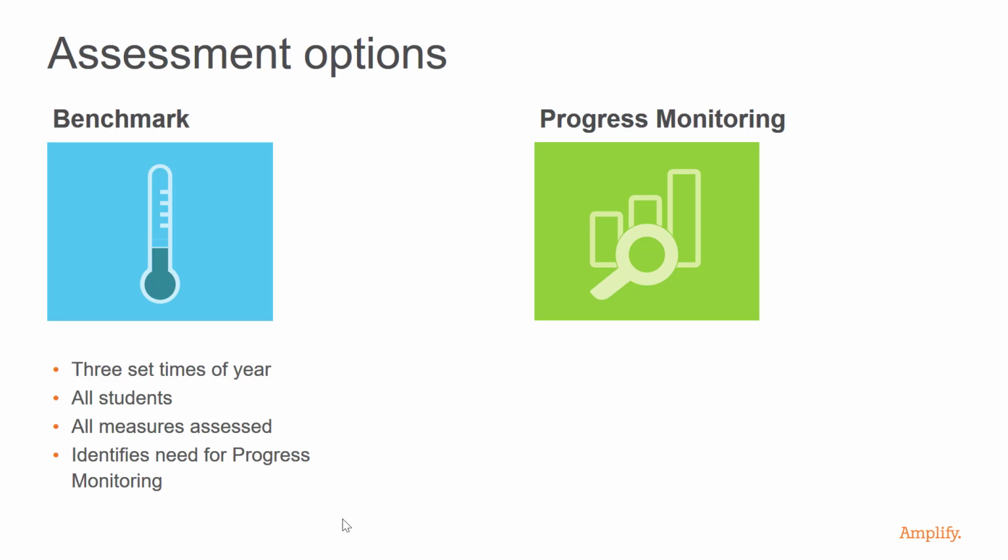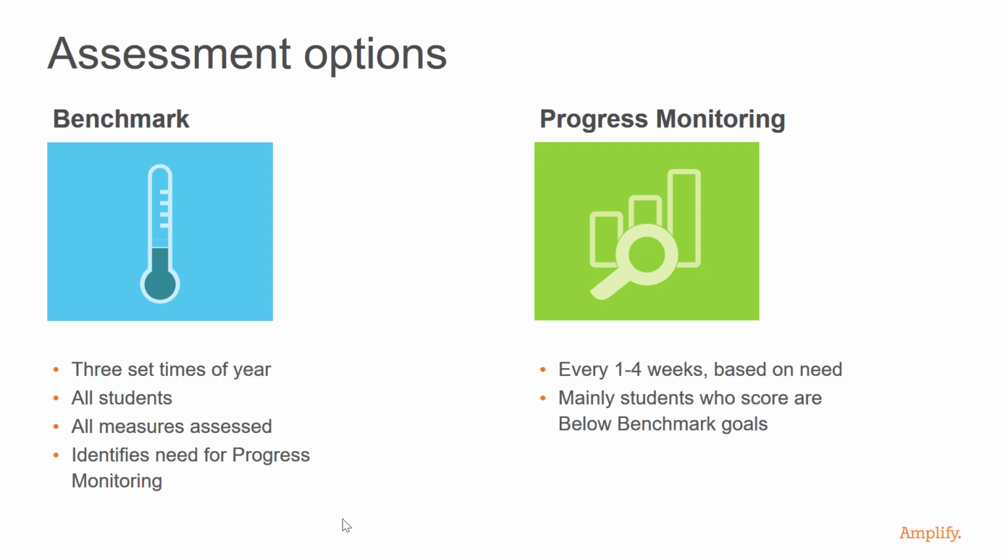Progress monitoring is the other type of assessment Miss Jacobs will use. This occurs every 1 to 4 weeks, and it's based on student need. Basically, it occurs in between benchmarks. Any student can be progress monitored, but mainly it's those students who are below benchmark. What's great about progress monitoring is the teacher can select the measure she wishes to assess her student on, although some teachers may choose to assess students on all measures. Progress monitoring also allows the teacher to know if his or her instruction is being effective.